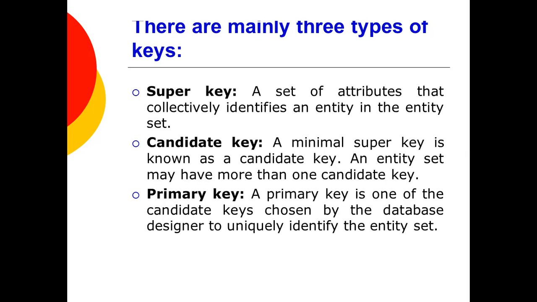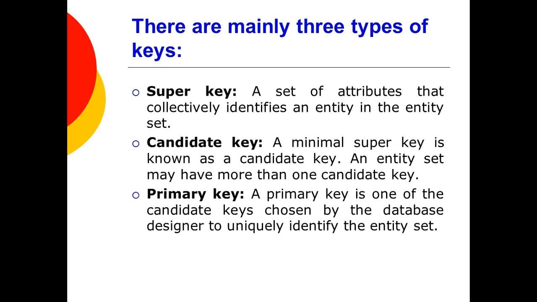Now come to the primary key. A primary key is one of the candidate keys. Again we are going to consider the unique identification. A primary key is one of the candidate keys chosen by the database designer to uniquely identify the entity set. So we have the entity set, and from it we choose a particular attribute that holds unique data, so that we can identify each entity. That is called the primary key.